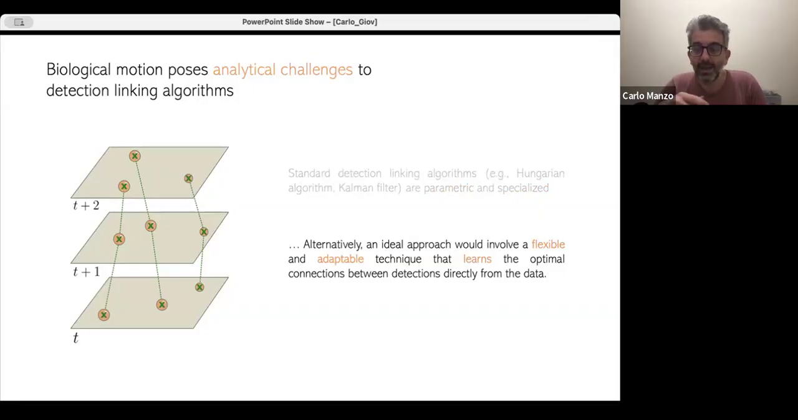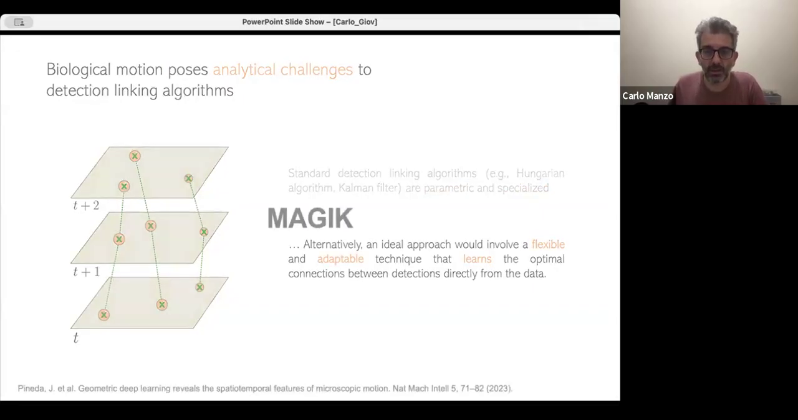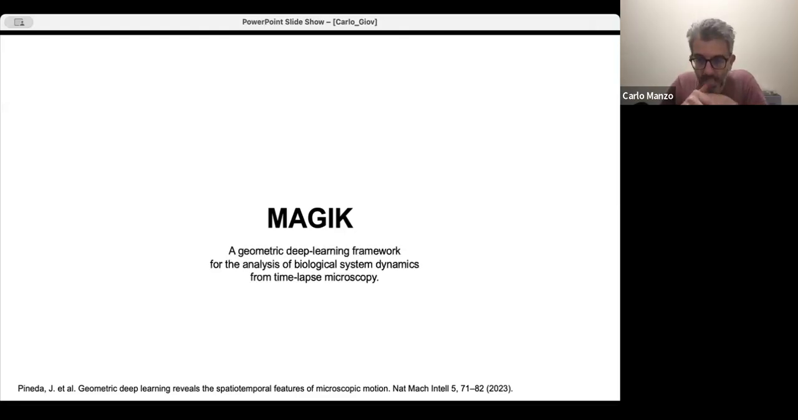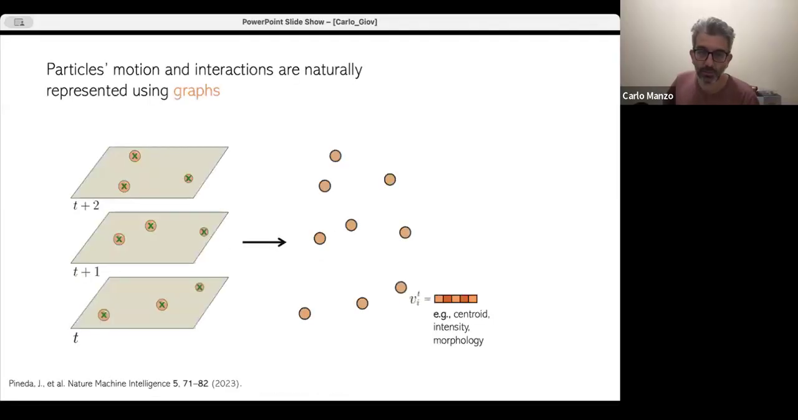Ideally, you would like to use an approach that is able to understand all this variability and heterogeneity in order to provide the best possible tracking. And this is when we started to develop MAGIC, which stands for Motion Analysis Through Graph-Based Inductive Knowledge, a geometric deep learning approach based on graphs to do this linking step.